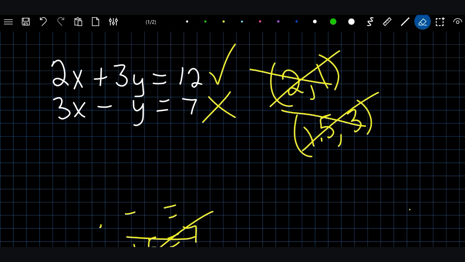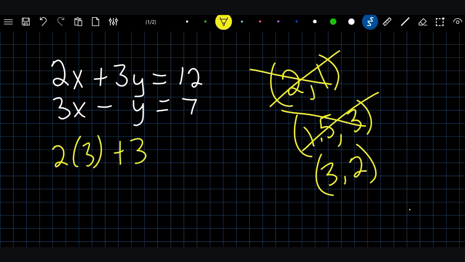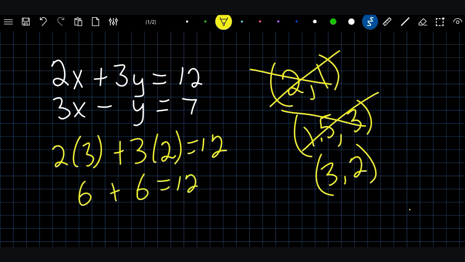If you're following along, it's on page 155. And they give you (3, 2). So our next one that we're going to try is (3, 2). What does that mean? That means that the x is 3 and the y is 2. So now we're going to plug this into the first one, and we get 2 times 3 plus 3 times 2 equals 12. So 2 times 3 is 6, plus 3 times 2 is 6, equals 12. 6 plus 6, 12 equals 12. All right, cool. We got that one to work.